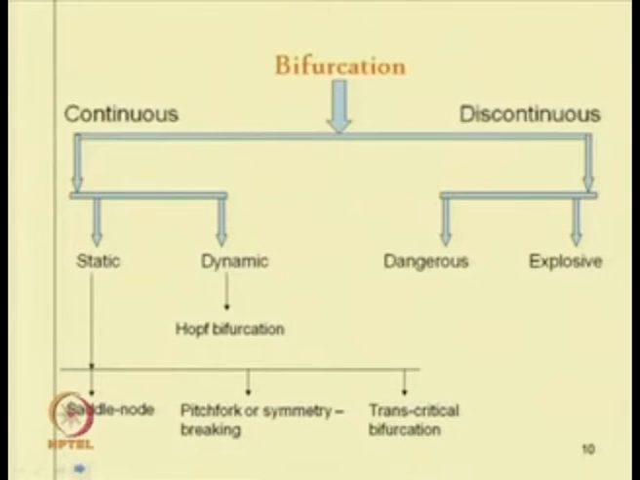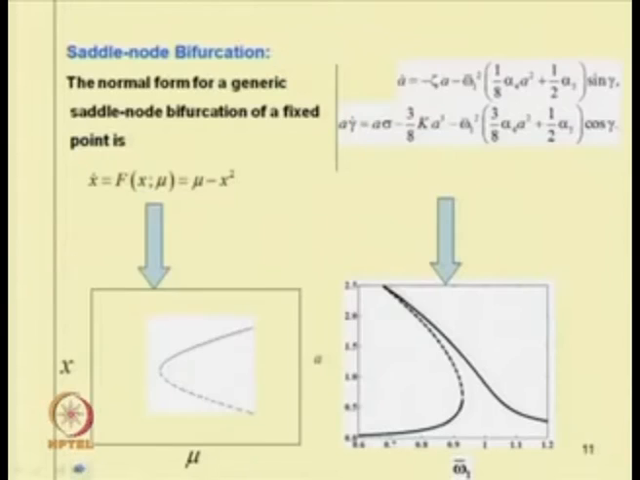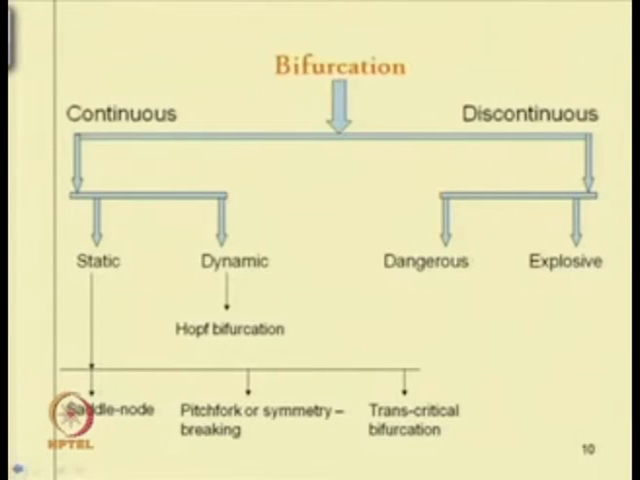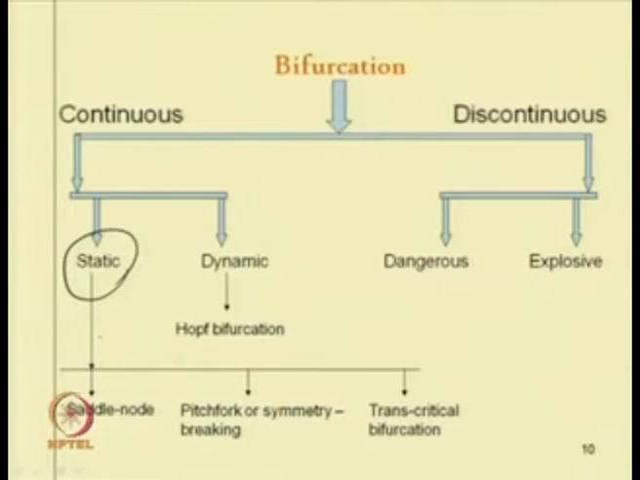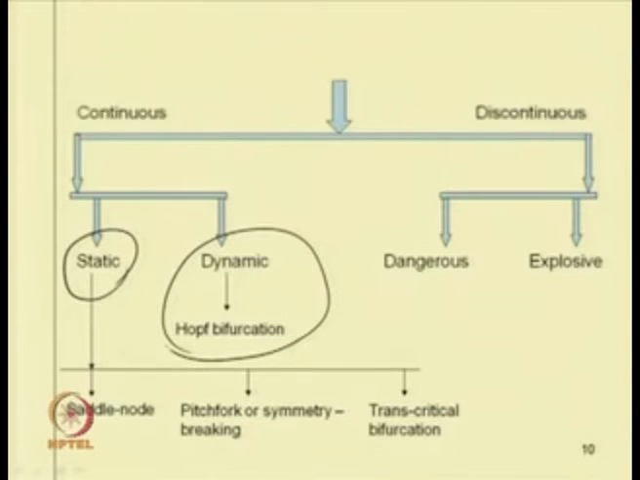Already we have discussed bifurcations that are static, continuous and discontinuous, and static and dynamic. In case of discontinuous bifurcations, these may be dangerous and explosive. We have completed the static bifurcation points, which are divided into the saddle node bifurcation point, the pitchfork or symmetry breaking bifurcation point and the transcritical bifurcation point. Today we are going to discuss more on the dynamic or Hopf bifurcation point.